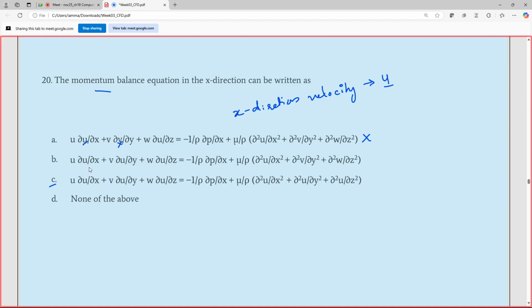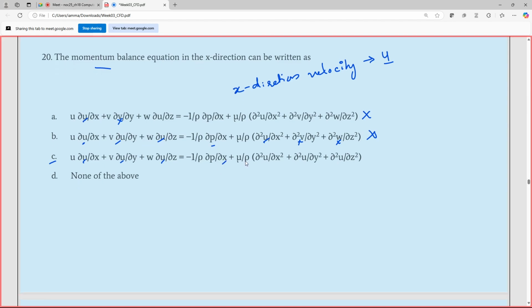Again, if you check the second equation, here the LHS is right, u. If you check the right hand side, this term is true, dou p by dou x, mu by rho, dou square, here u is there, here it's v, and here it's w. So again, it is wrong. For the third option, it's u, so the LHS is right. And checking the right side, you can see here it's x, and here you can see it's u, and u. So our right answer is option C.